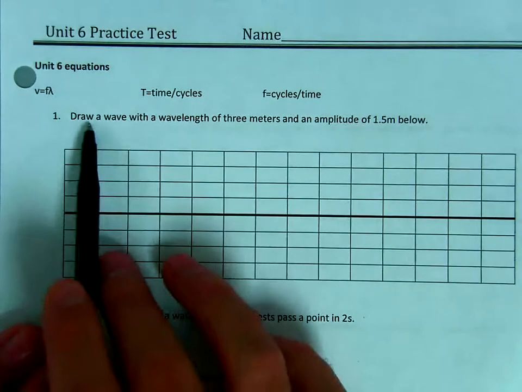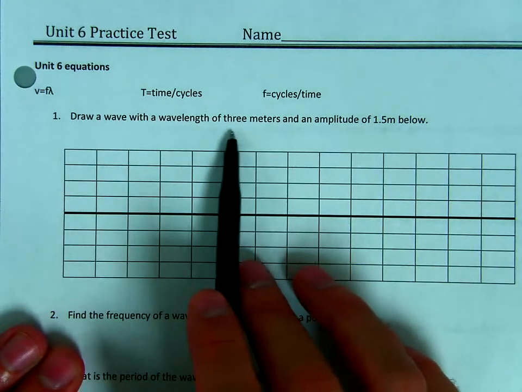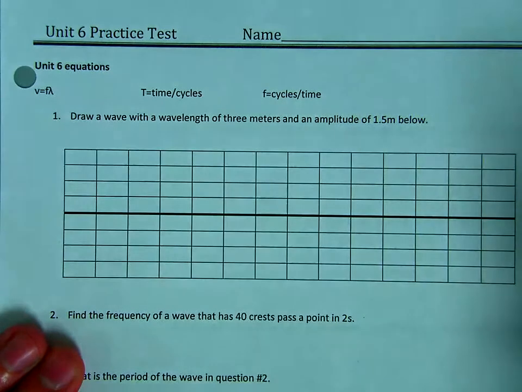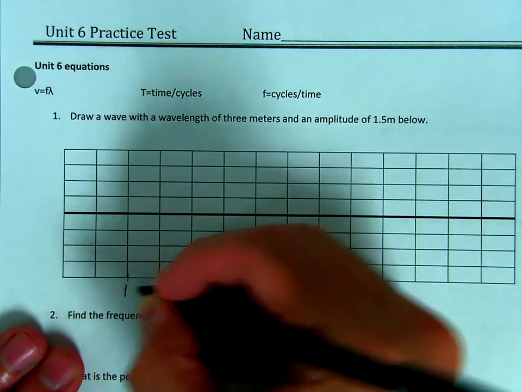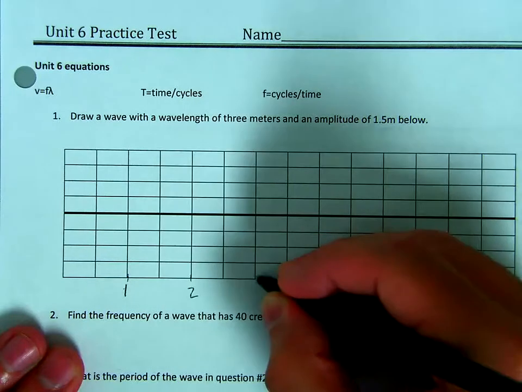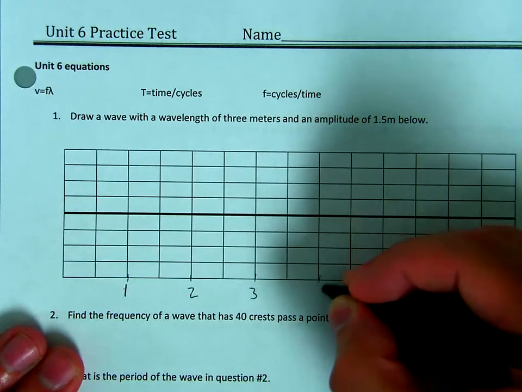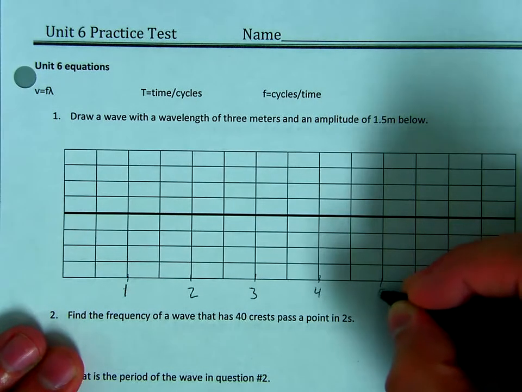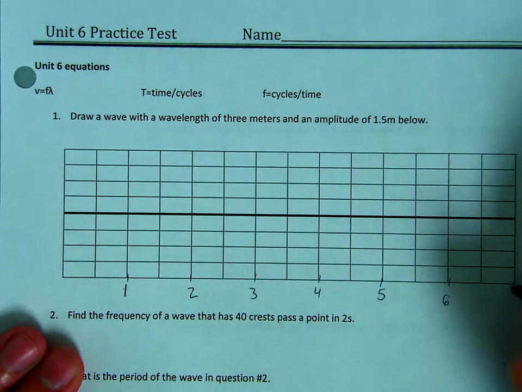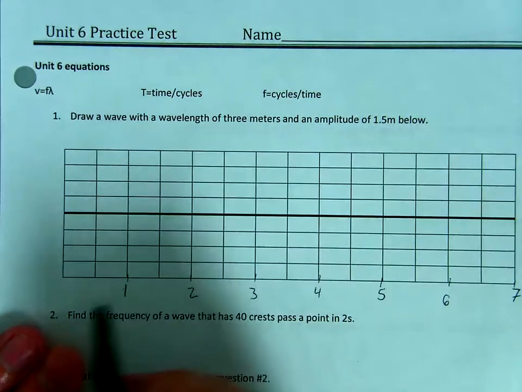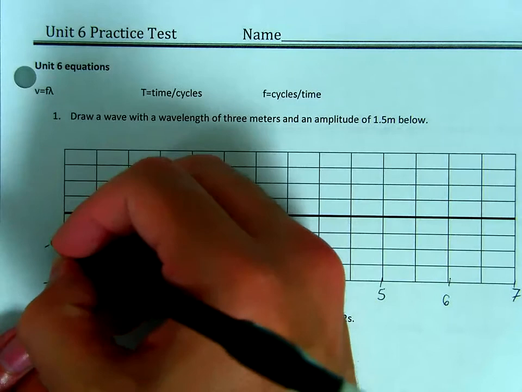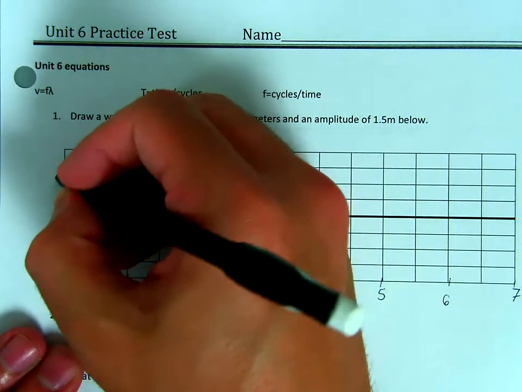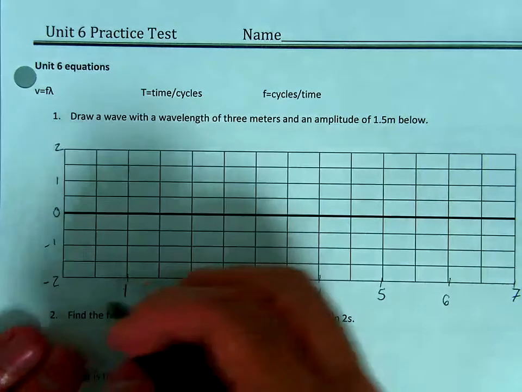So for the first one, we're supposed to draw a wave with a wavelength of 3 meters and an amplitude of 1.5. I'm going to choose to do every 2 boxes is 1 meter. You get to make that decision on your own. I just feel that doing every box being half a meter is going to make it easiest on me. And that's the way we want to do it.